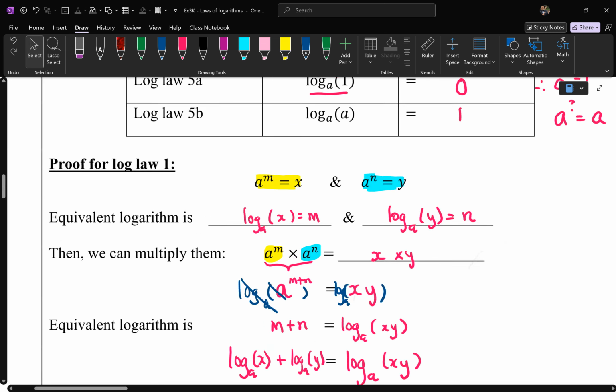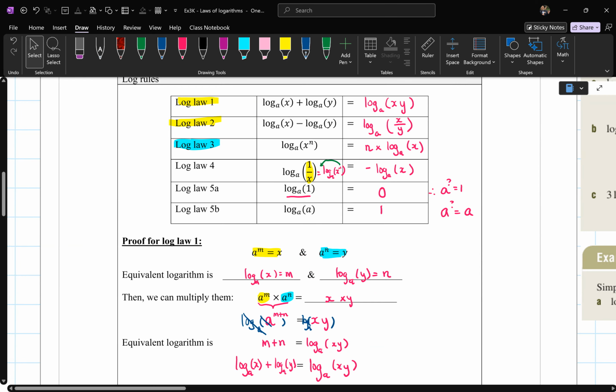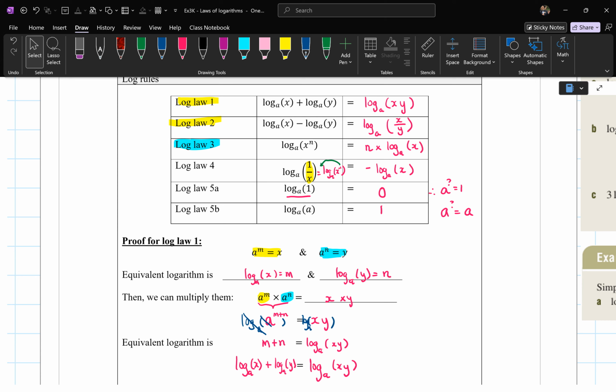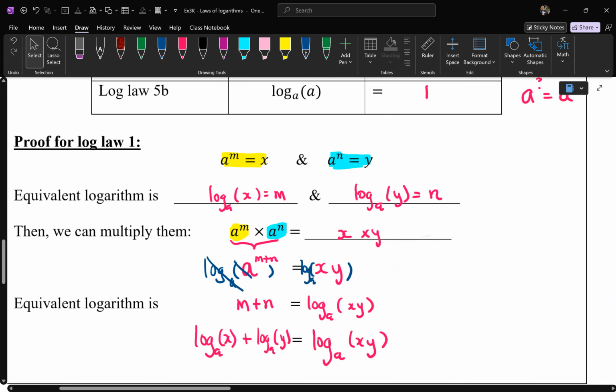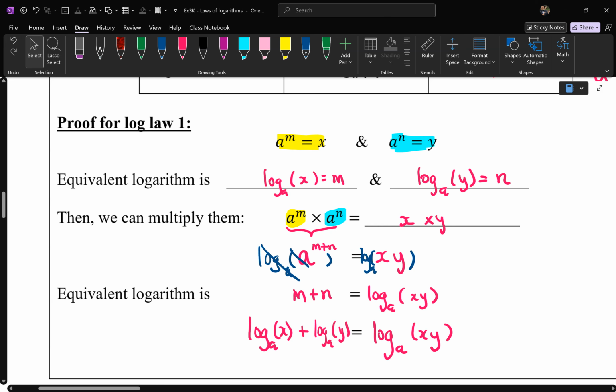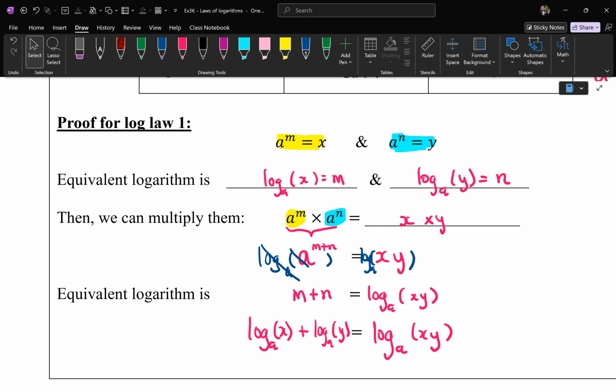Cool, so log law number 1, if you go back and have a look, we said that log base A of x plus log base A of y should equal log base A of x times y. And I've shown that. If you understand this process, you can technically prove law number 2. Law number 3 gets you to think a bit, just one small different step. But that might be something you can have a go at once you're feeling a bit more confident with log laws. But that's just to show you how the relationship between exponents and logarithms work.